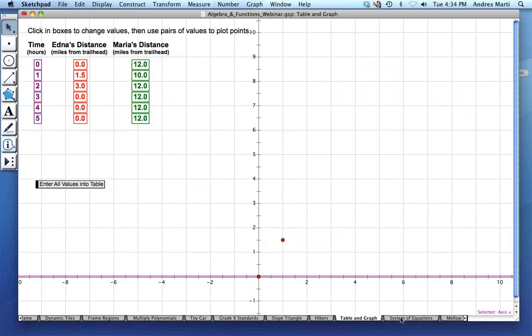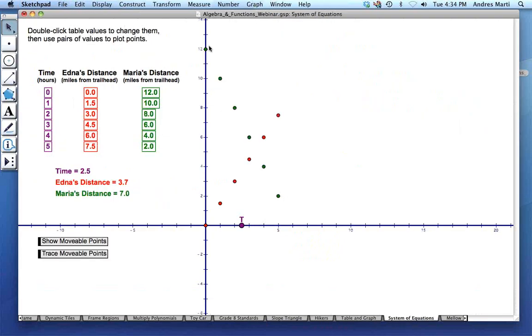So I'm going to skip ahead to where you get to by the end. By the end, the kids will have plotted these green points from the table and these red points from the table, and you can see that they each appear to be a line.